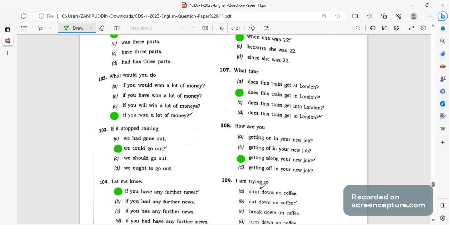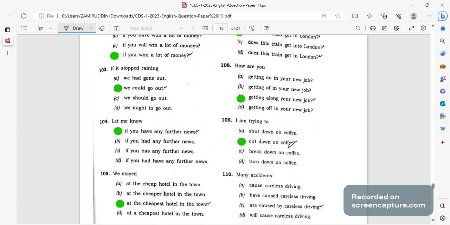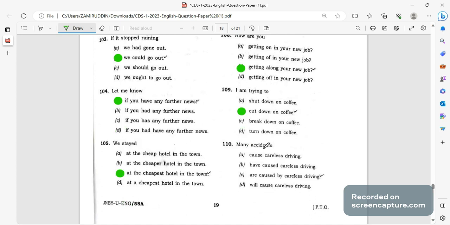I am trying to cut down on coffee. You are trying to minimize the amount of coffee that you drink in a day. So, cut down on coffee. Many accidents are caused by careless driving.